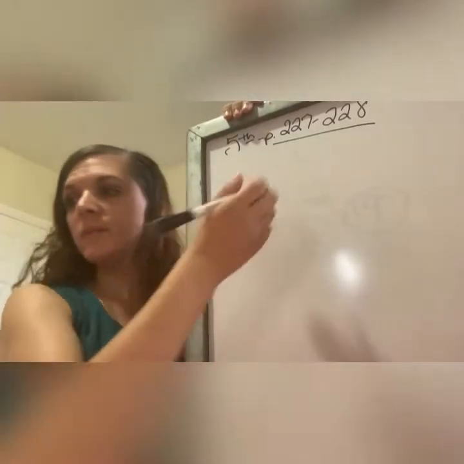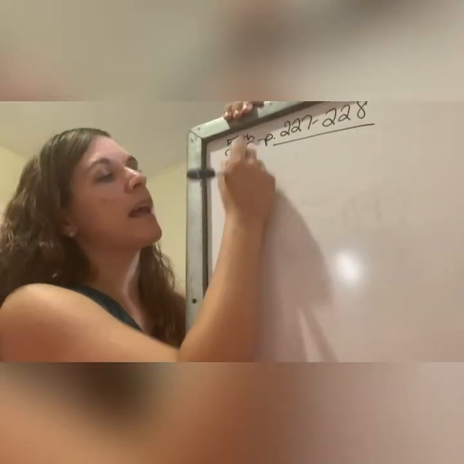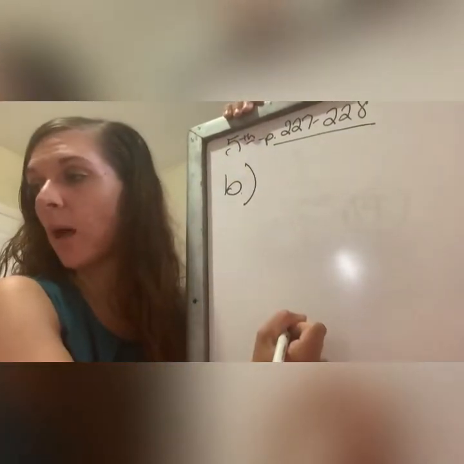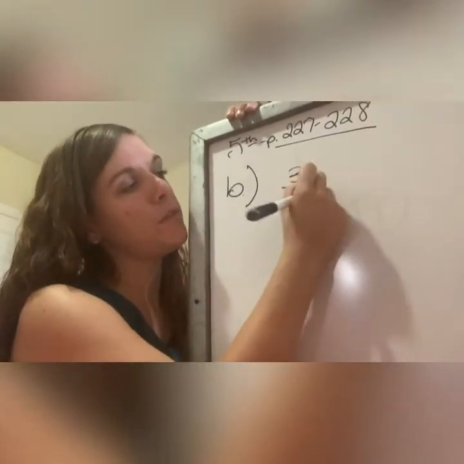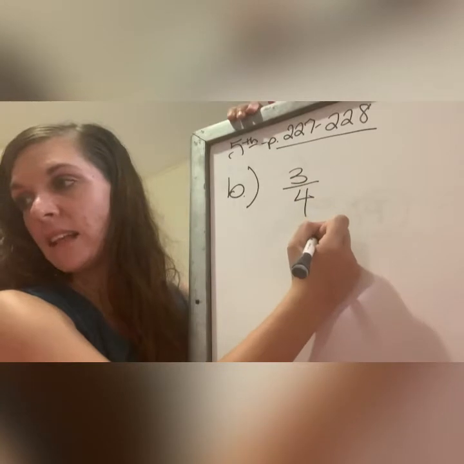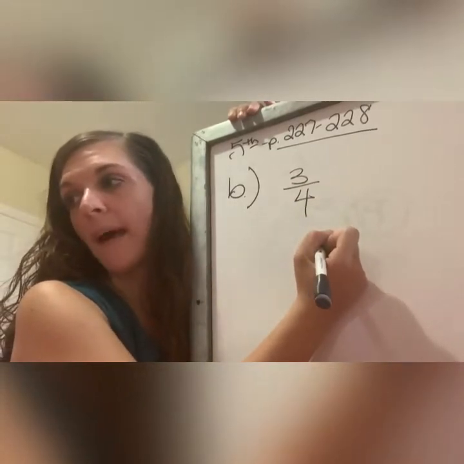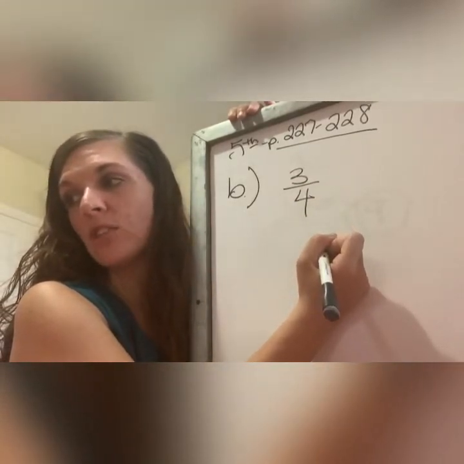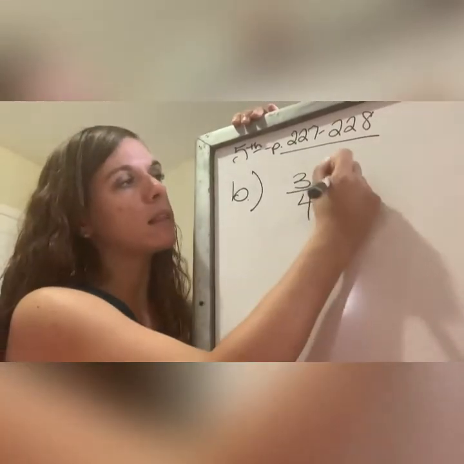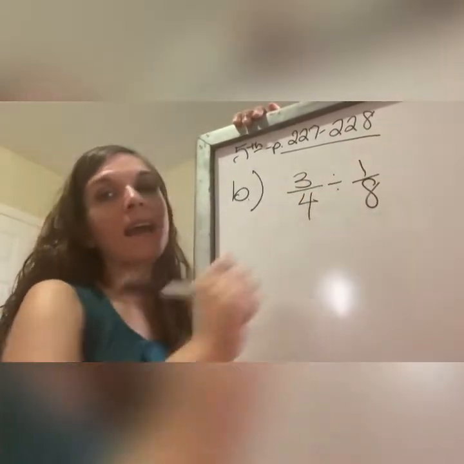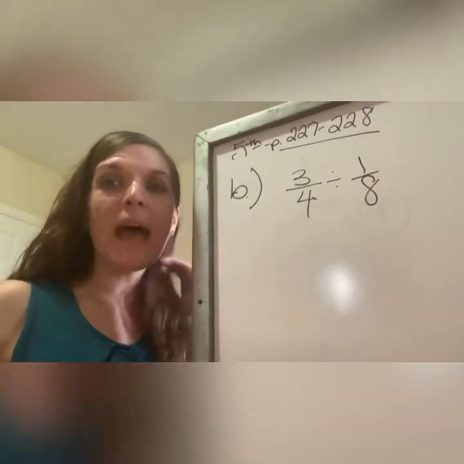Look at letter B. I'm going to ask you to try this one, but I'm going to help you set it up. Emily made 3/4 pounds of candy. She divided it into small bags with 1/8 of a pound in each bag. How many bags did she need in all for the candy? So you divide it by 1/8. Okay, so go ahead and try it. Don't forget to flip-flop and multiply.